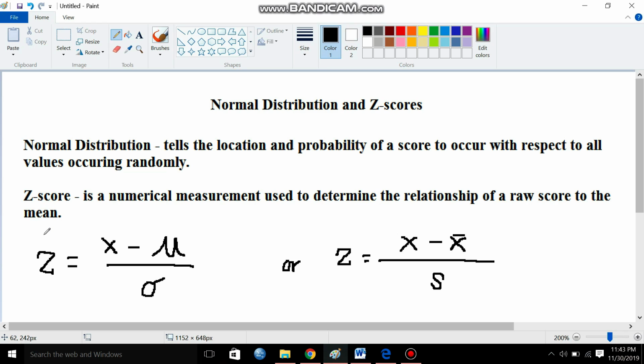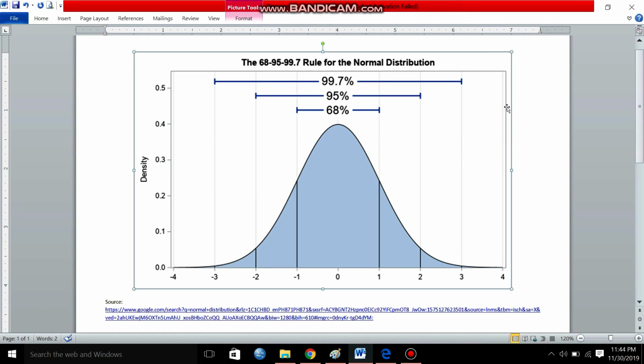score to the mean. Now, if we're dealing with the mean based on population and population standard deviation, we will be using this formula to convert our raw score into a z-score. However, if we have a small number of subjects, or we're dealing with samples, we'll be using this formula. Okay, before we convert the raw scores into z-scores, let us first examine the graph of a normal distribution.